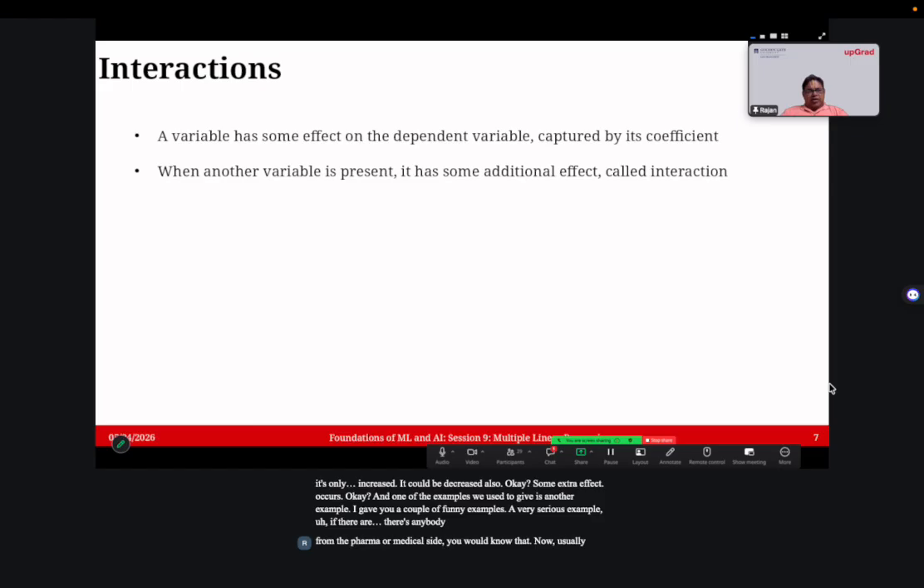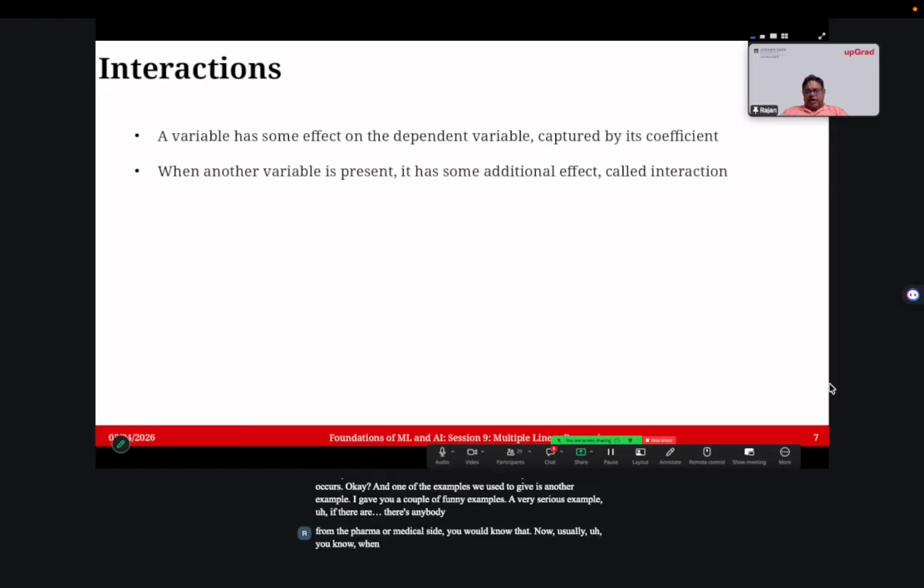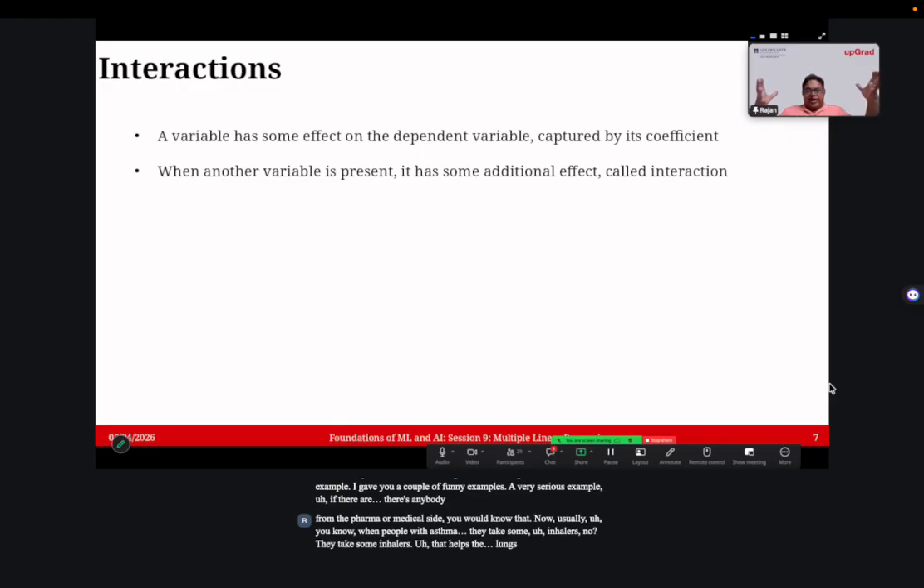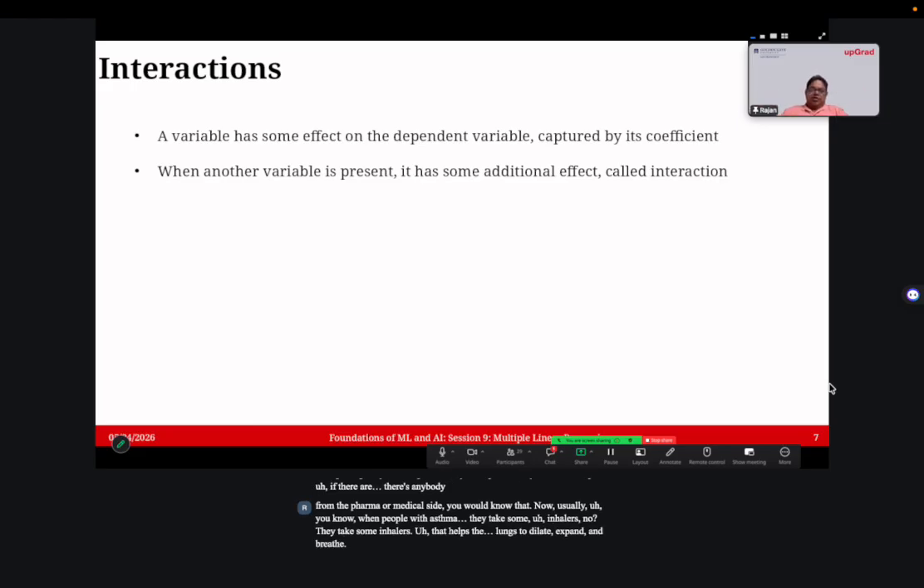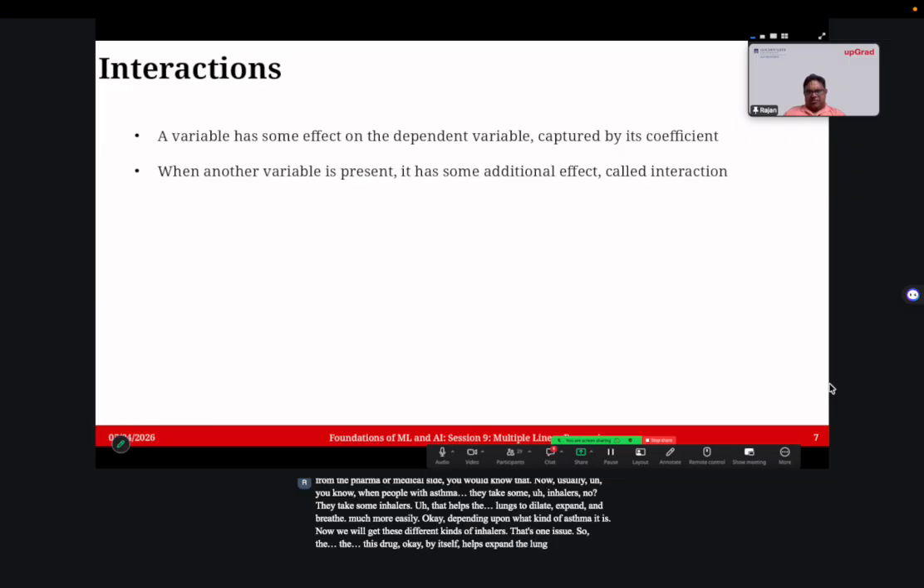Usually, when people with asthma take some inhalers that help the lungs to dilate, expand, and breathe much more easily. Depending upon what kind of asthma it is, we will get these different kinds of inhalers. So this drug by itself helps expand the lungs so that people can breathe properly.